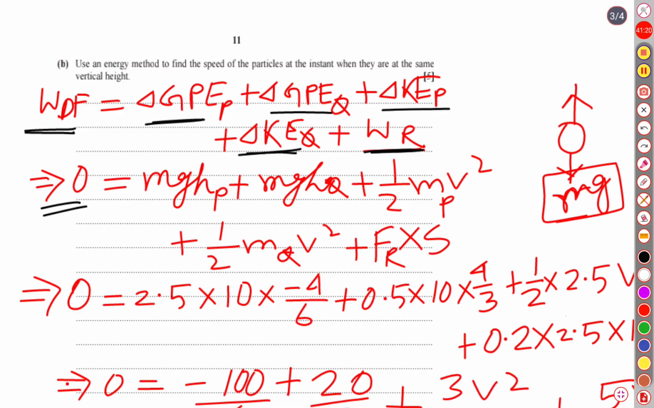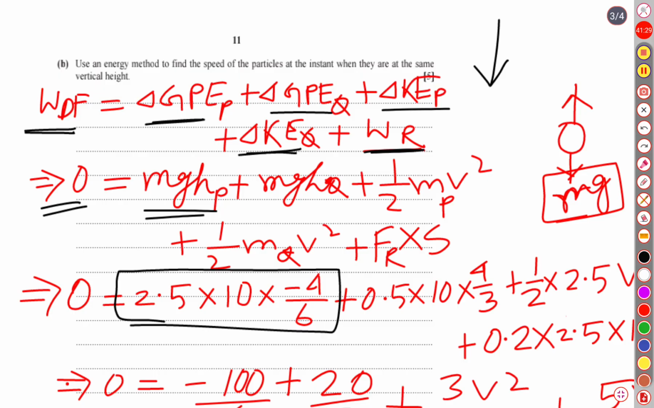In the case of particle P, as it is going downward, the height is negative, but for Q it is going upward, that's why it was positive. Then the question is the resistance force.